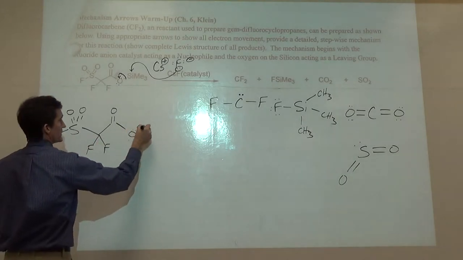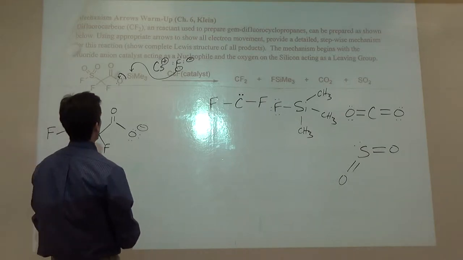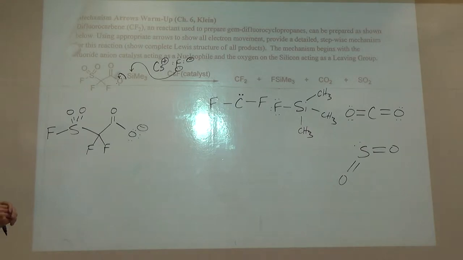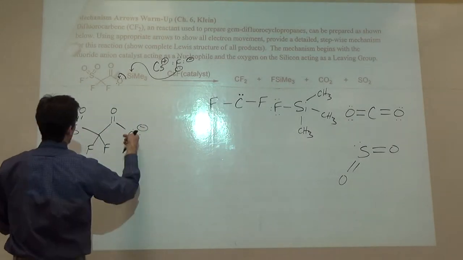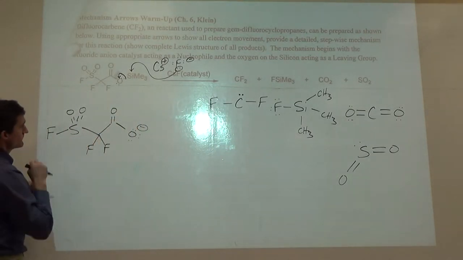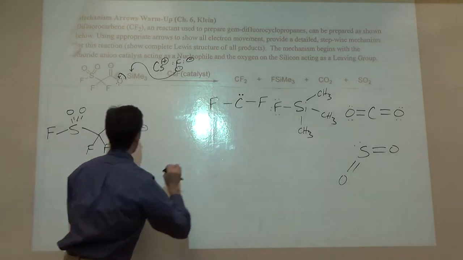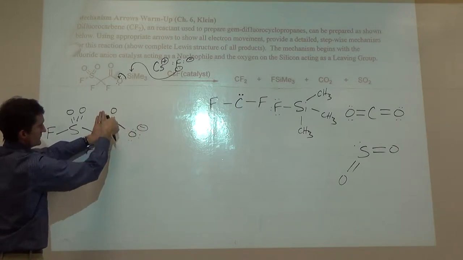Now this is a minus. Cesium is just a spectator ion. In fact, we have to reform cesium fluoride over here. Okay, let's work with this here. We've got this. Next, I see CO2. And right there I kind of see CO2. Carbon here.